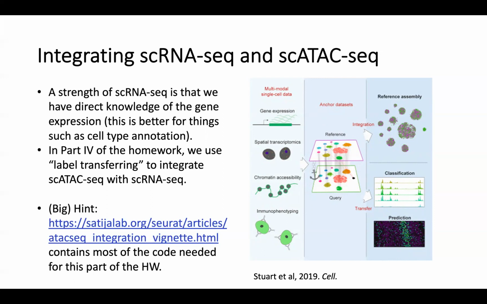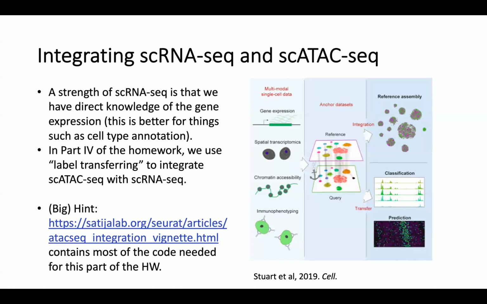So basically, what we can do now is take our sample and run both single cell RNA-seq and single cell ATAC-seq. And so we get these two data sets. And one of the questions is, how can we integrate these two data sets in a way that we can get the strengths of both RNA-seq and ATAC-seq? For example, one of the main benefits of single cell RNA-seq is that it's very good for cell type annotation.